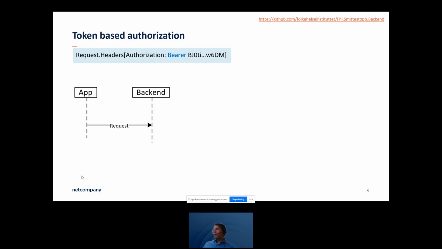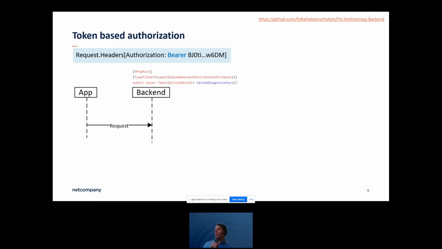It's something a lot of people are quite familiar with, so it should be fairly easy to familiarize yourself with if you don't know about this. Just Google authorization header bearer, for instance. Also, I added the link up here, so you can go to FHI's Git repository and go into the backend, and you will be able to see the code that I show you now.